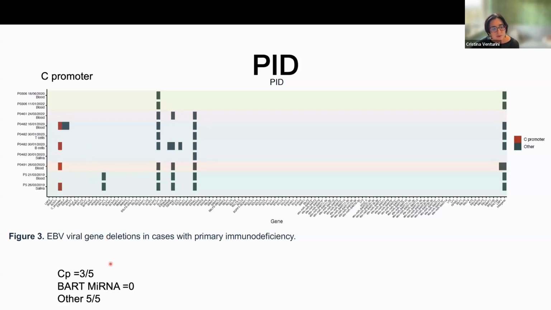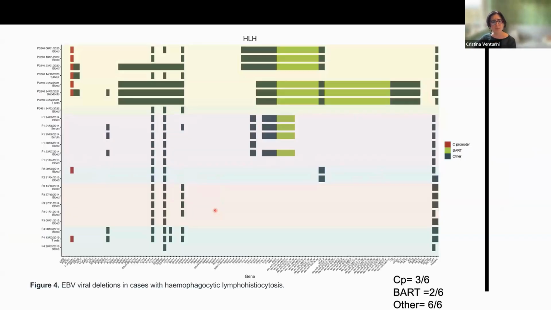And these deletions were found again in the C promoter. 3 out of 5 had the C promoter deletion, but very interestingly, none of them had the BART microRNA deletion. But small other deletions were identified in other parts of the genome. We also had a few cases with HLH, 6 in total. And again, we found that half of them had the C promoter deletion, here in red.